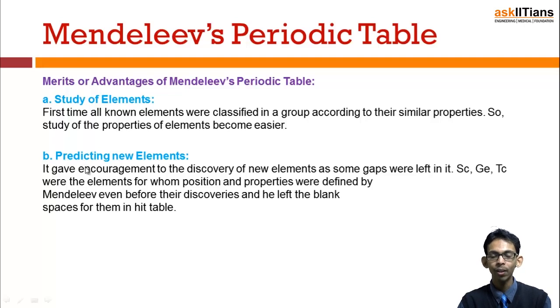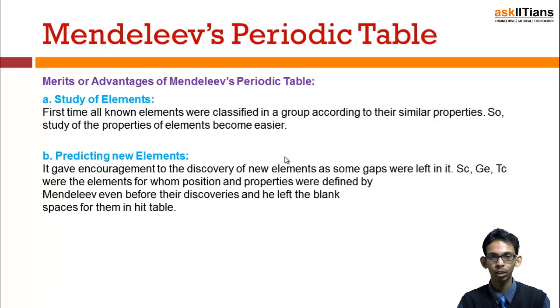So it gave encouragement to the discovery of new elements, as some gaps were left, and some of them were scandium, gallium and technetium. These were elements which were not discovered at that time, but Mendeleev left blank spaces for these elements, and he predicted that there would be some elements discovered with these atomic masses.